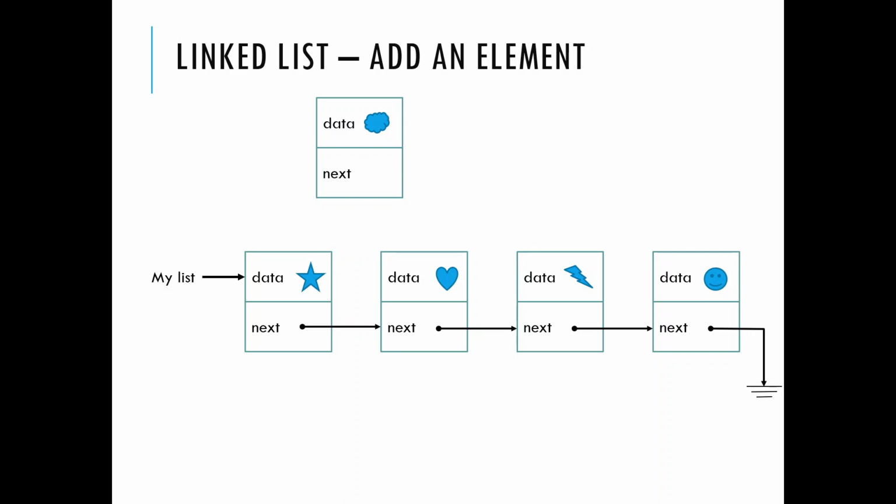I can either add it to the very front of my list, I can add it to the very back of my list, or maybe I want to add it in the middle. Let's add it in the middle. So here's what I'm going to do. I'm going to add it right there. I want to connect this data item here to this one here, and then and only then do I connect this to this so that I don't break the chain. Otherwise I won't know where this one is.